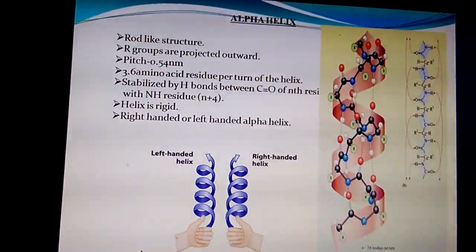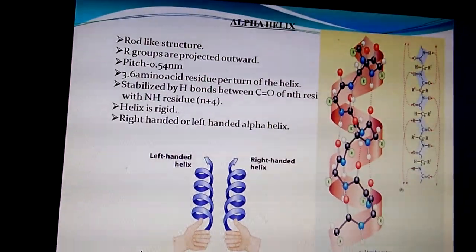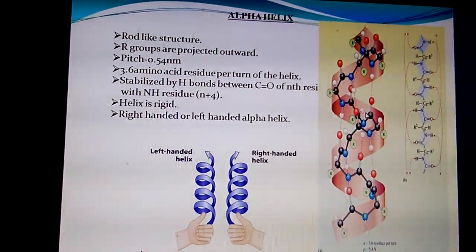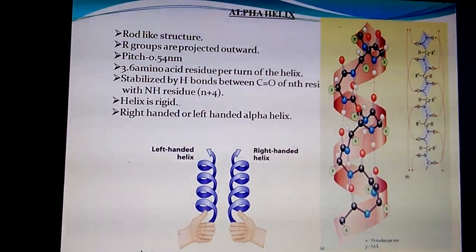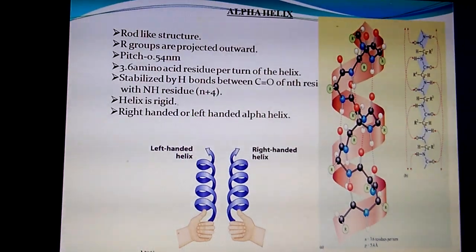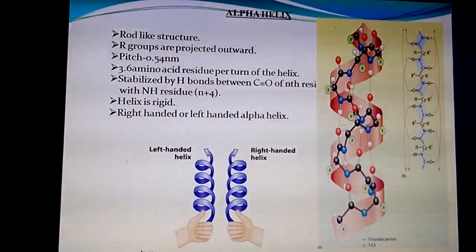Next, this is the alpha helix. We can see in this picture that the alpha helix is a rod-like structure. The tightly coiled polypeptide main chain forms the inner part of the rod. The atoms are in van der Waals contacts across the helix, thereby maximizing their association energies.